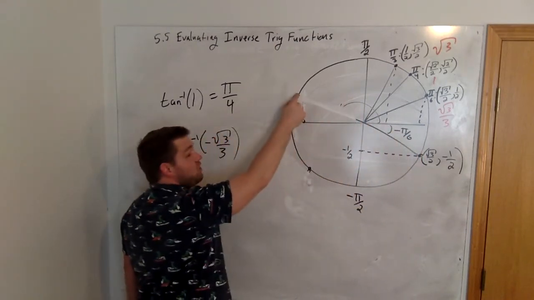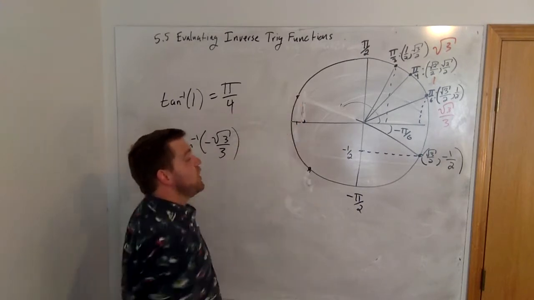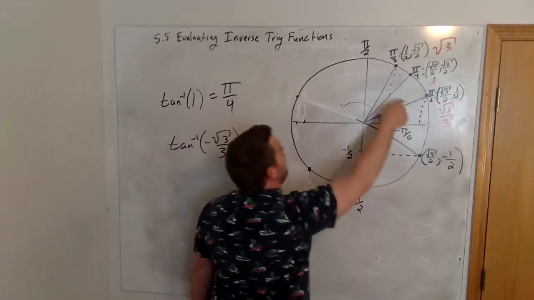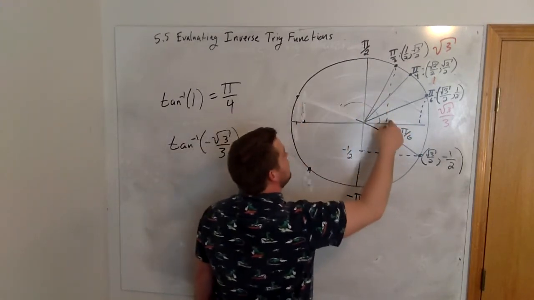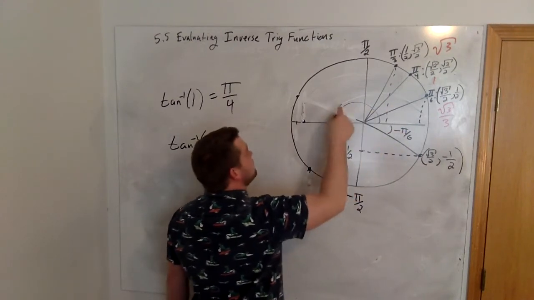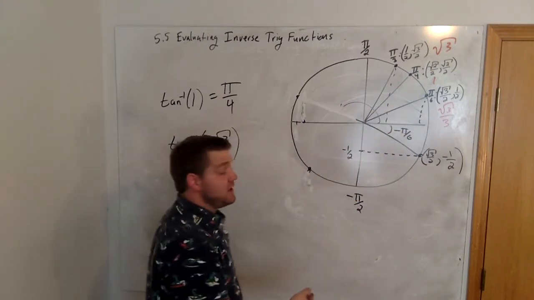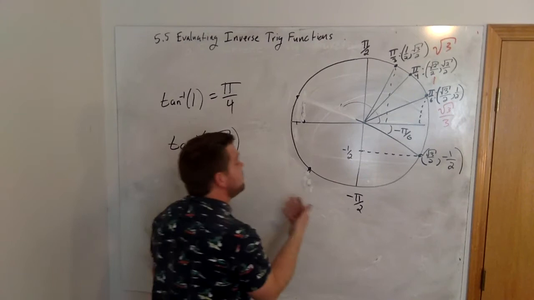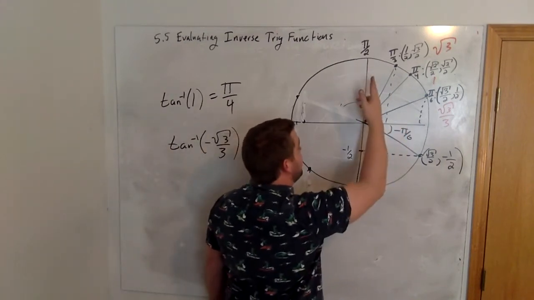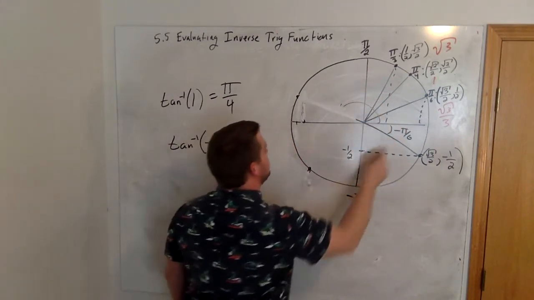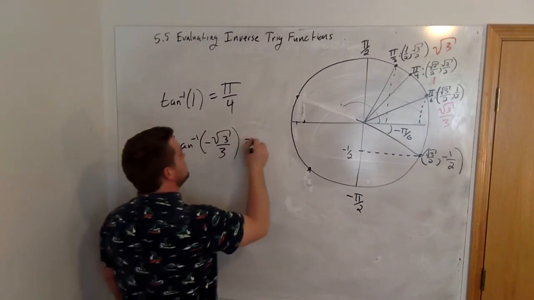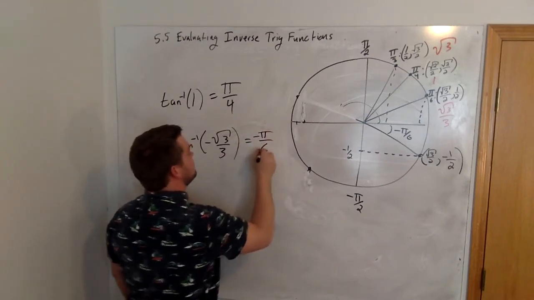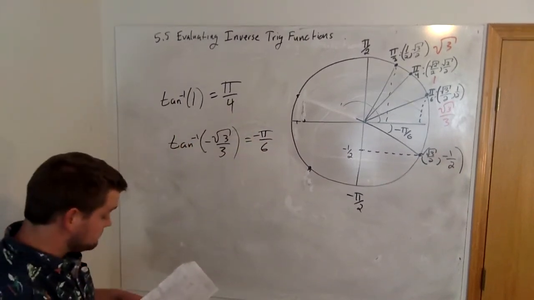This location also, but what angle do I report? I don't report going all the way around to this one. I report the negative angle. Tan inverse spits out angles between negative pi over 2 and pi over 2. In this case, we would report negative pi over 6. Negative pi over 6. And this is the answer.